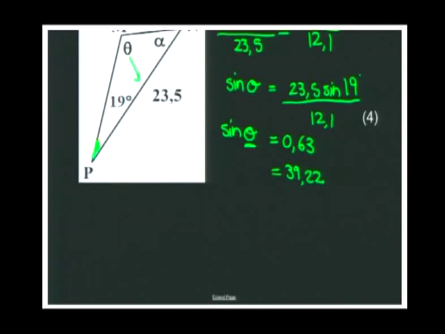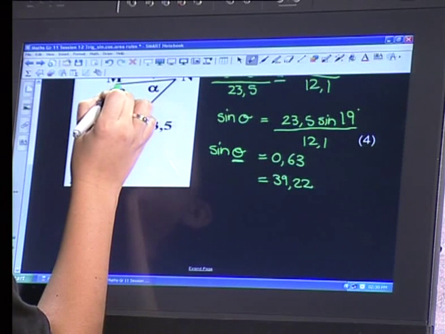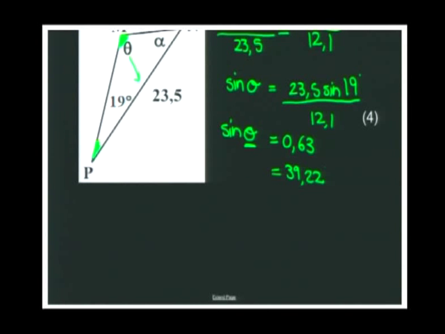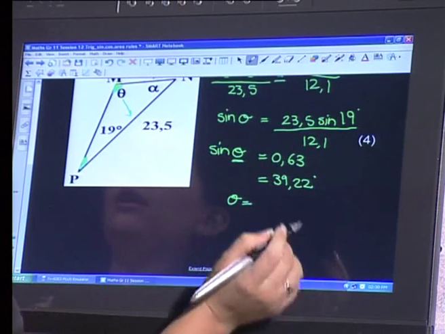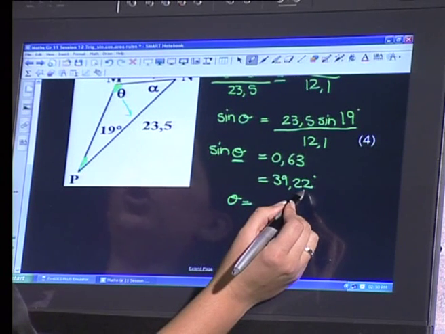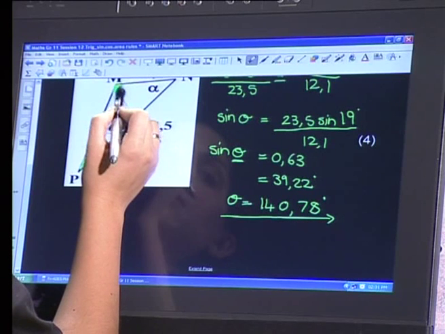39,22. But if we have a look at theta, it is clear that theta is an obtuse angle. And the answer we've just received, 39 comma 22, is an acute angle. I hope you remember from when you did trig equations that you've got two solutions. So the next one we would work out by saying 180 minus 39 comma 22, which would give us an answer of 140 comma 78 degrees. And of course, this is definitely the answer, as this is an obtuse angle. We can see that this angle is greater than 90.